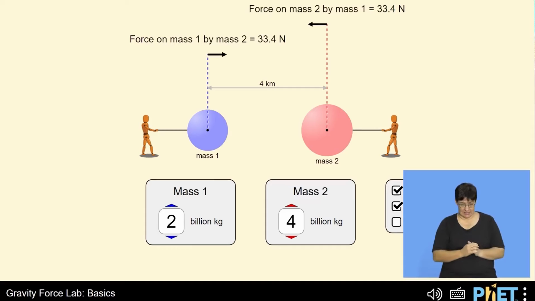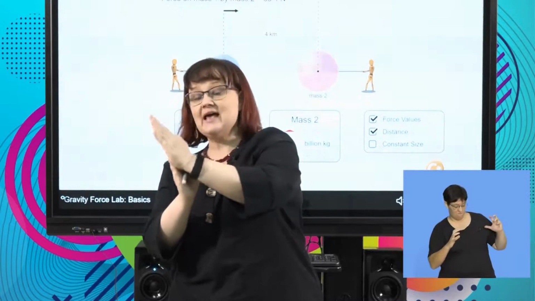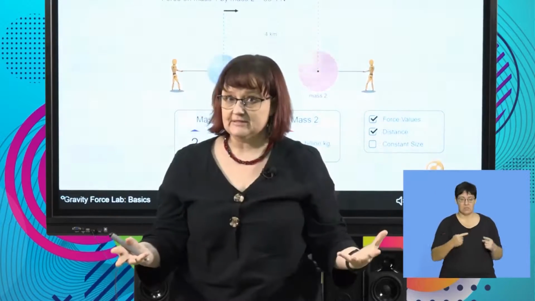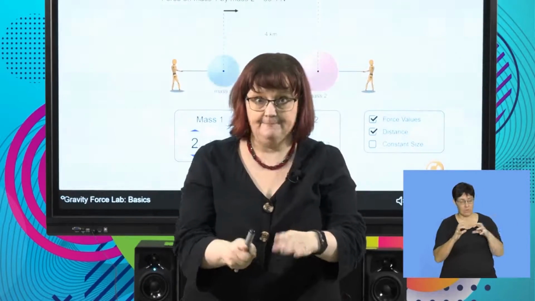What I need you to take note of, number one, is in the situation I have on the board at the moment, both masses are experiencing the same force, 33,4 newtons. Why are they experiencing the same force? Newton's third law. When a body A exerts a force on body B, body B exerts the same force on body A, but in the opposite direction. So the size of the force they experience is the same.